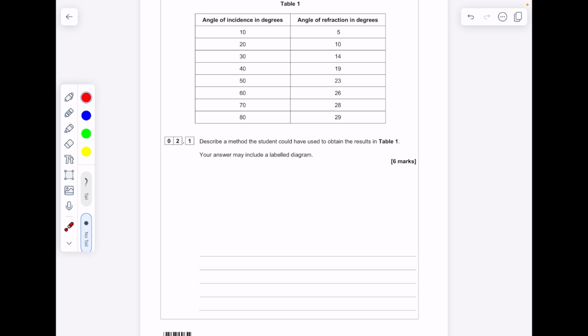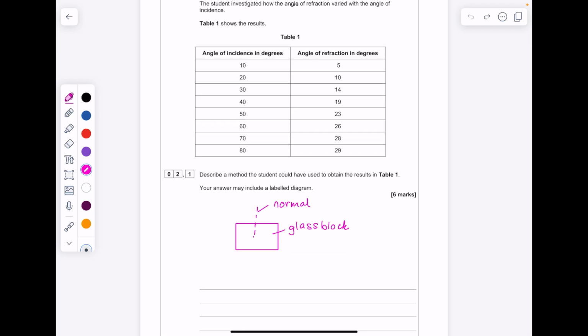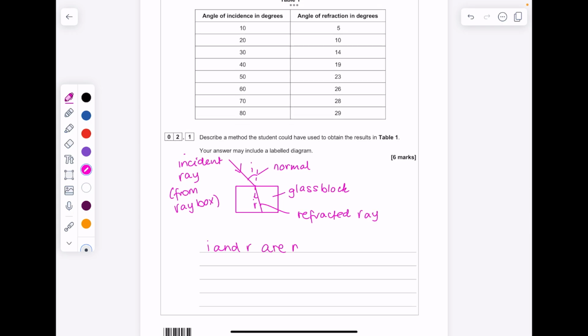Now, I don't usually like drawing because I can't draw, but I think this could be a good place for that. So I'm going to show my glass block. There's my normal. Here's my incident ray, so there's the angle of incidence, the incident ray from the ray box. And then here's the refracted ray, so the angle of refraction. And remember, we need to measure those angles.